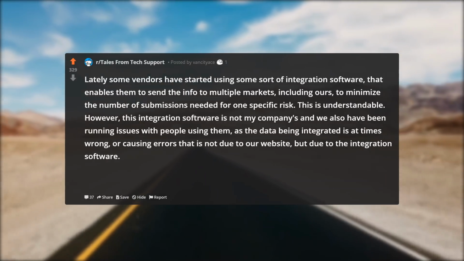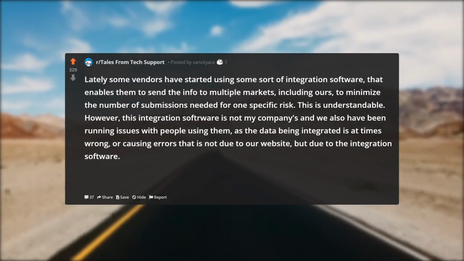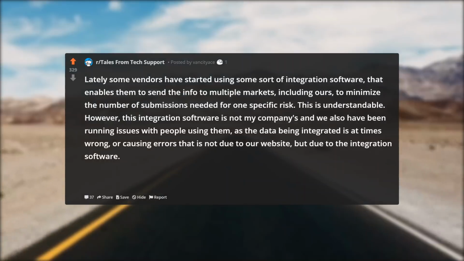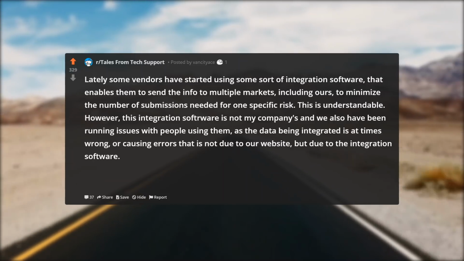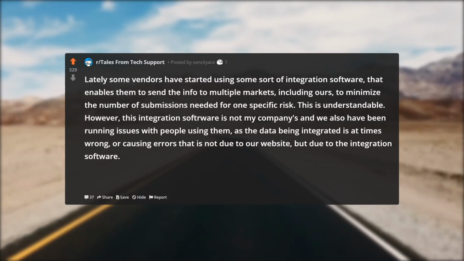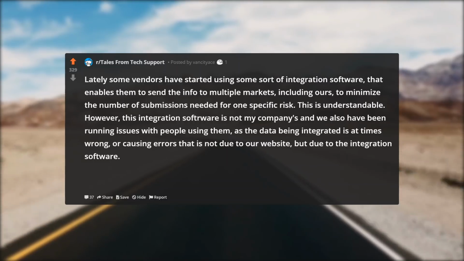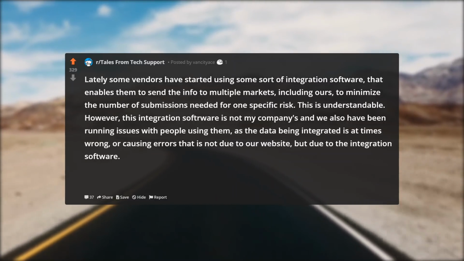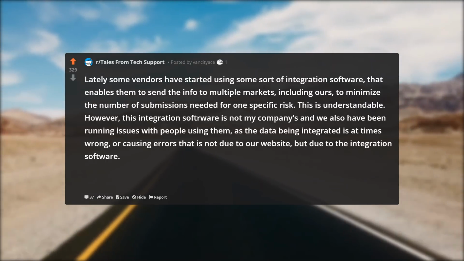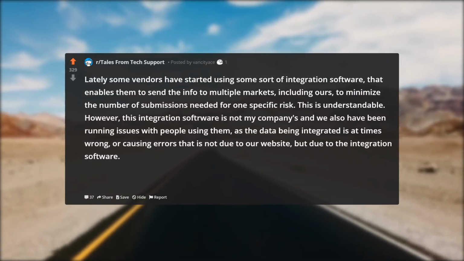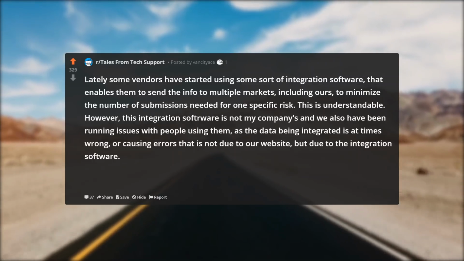Lately, some vendors have started using some sort of integration software that enables them to send the info to multiple markets, including ours, to minimize the number of submissions needed for one specific risk. This is understandable. However, this integration software is not my company's, and we have been running into issues with people using them, as the data being integrated is at times wrong, or causing errors that are not due to our website, but due to the integration software.